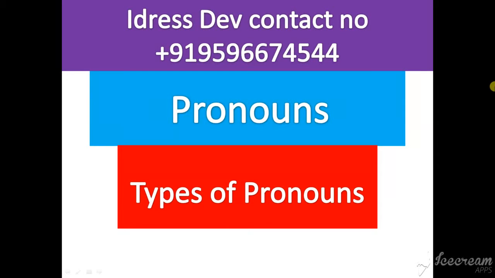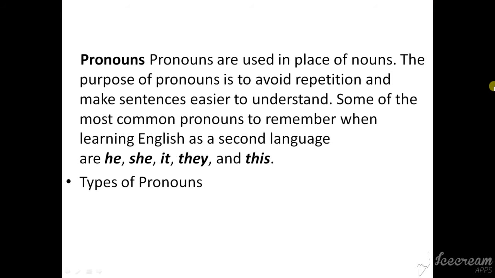Pronouns and types of pronouns. Pronouns are used in the place of nouns. The purpose of pronouns is to avoid repetition and make sentences easier to understand. Some of the most important pronouns to remember when learning English as a second language are he, she, it, they, and this.